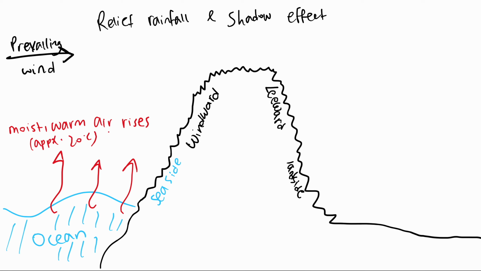The temperature here is approximately 20 degrees Celsius, kind of like relatively chill summer weather. So this moist warm air is going to rise. It's going to evaporate off from the ocean. And then, as this moist air continues to rise, eventually it's going to begin to condense. Relief rainfall and shadow effect, we already know that now.